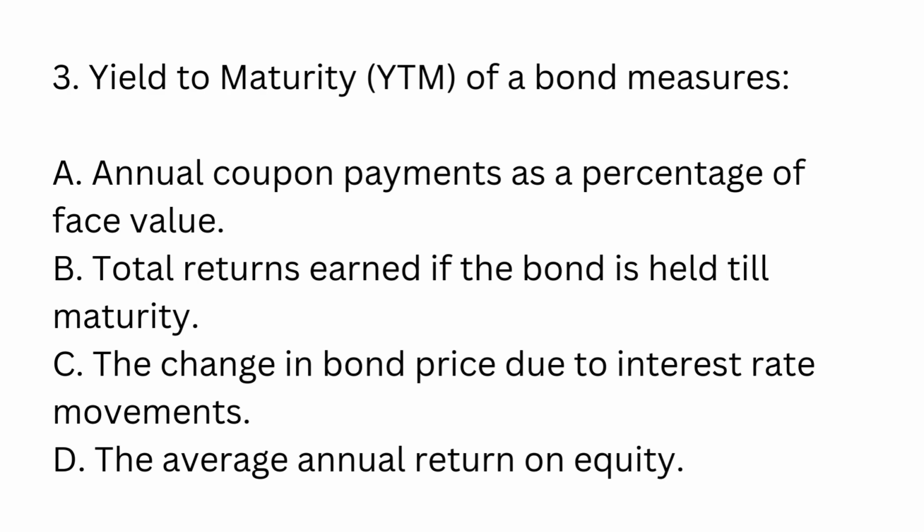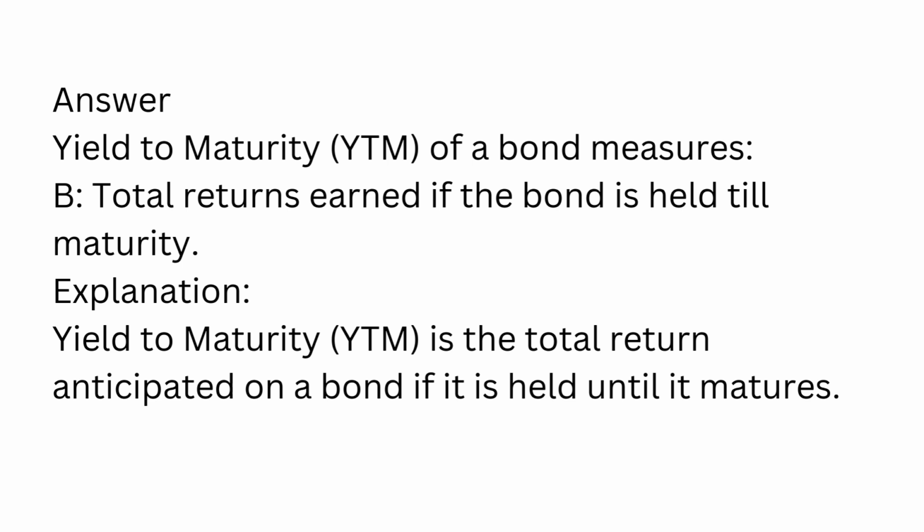3. Yield to maturity, YTM, of a bond measures. A. Annual coupon payments as a percentage of face value. B. Total returns earned if the bond is held till maturity. C. The change in bond price due to interest rate movements. D. The average annual return on equity. Answer. Yield to maturity, YTM, of a bond measures B. Total returns earned if the bond is held till maturity.